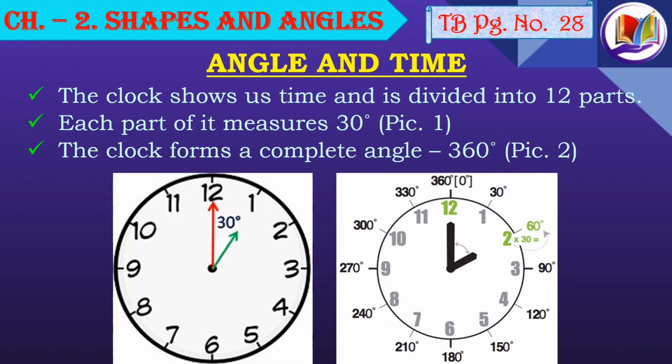The clock forms a complete angle, that is 360 degree, in picture number 2. That is, each and every angle between the hour hand and the minute hand for each and every number is 30 degree. So as it moves ahead, the angle keeps on increasing, 30, 60, 90 and so on. And finally, it completes one rotation and reaches back 12, forming 360 degree or a complete angle.